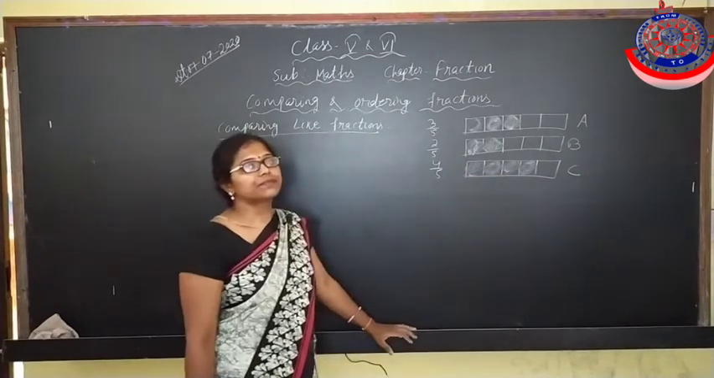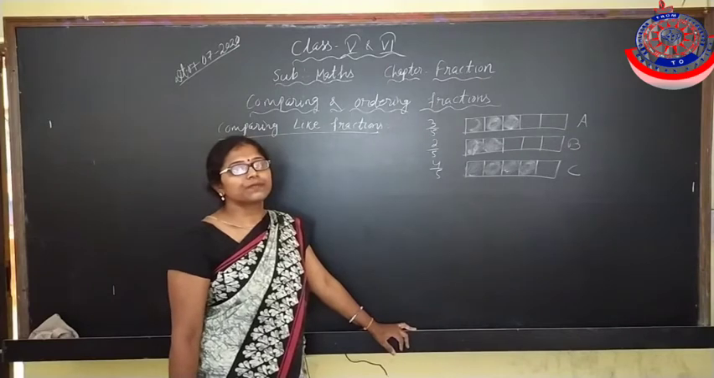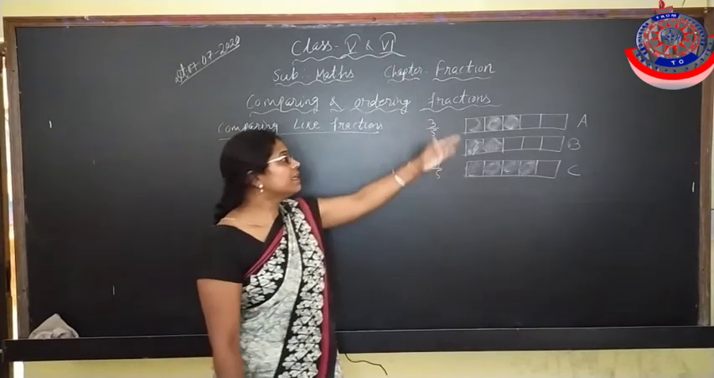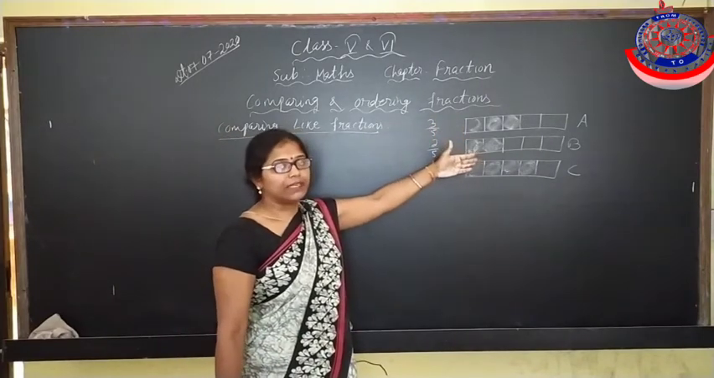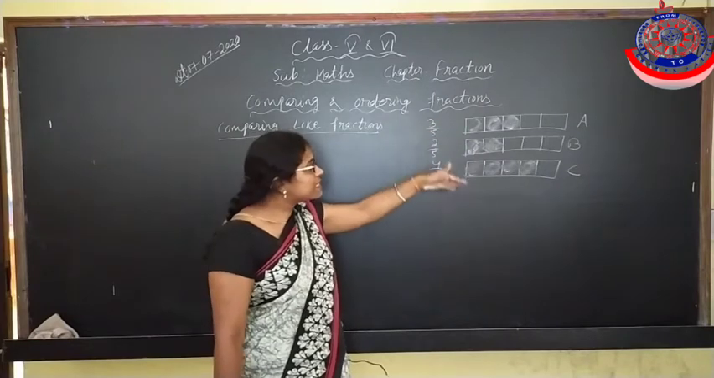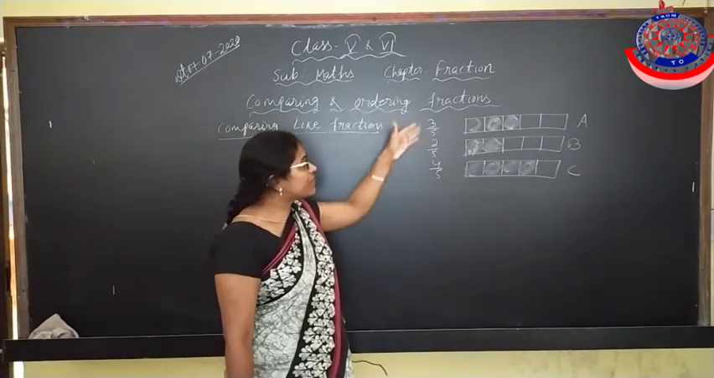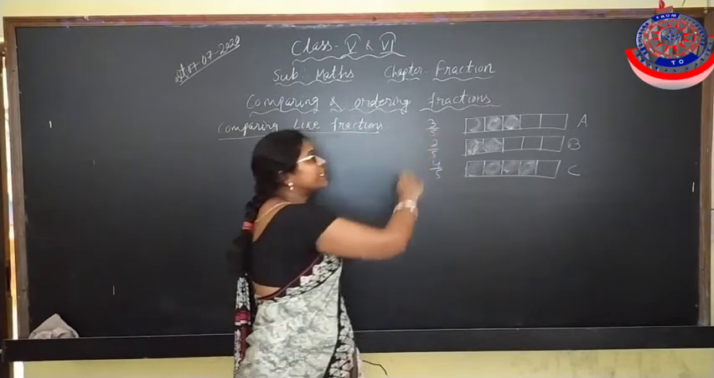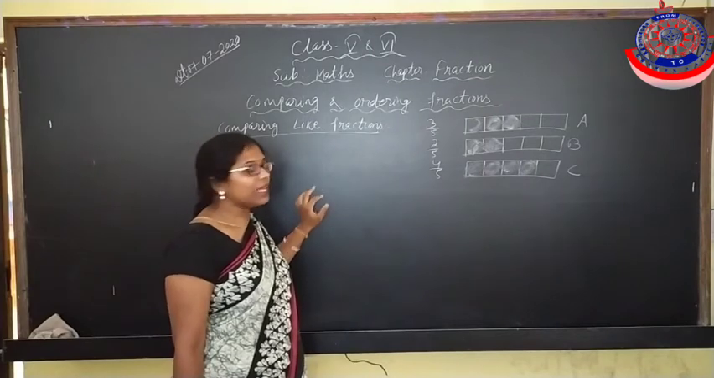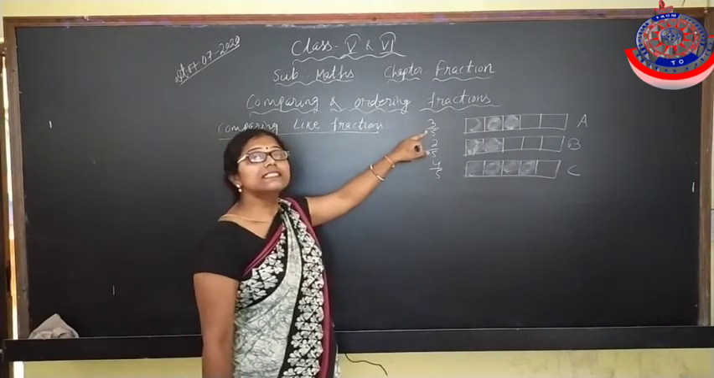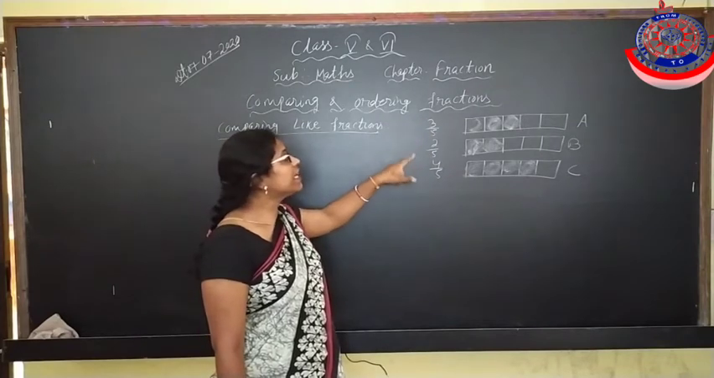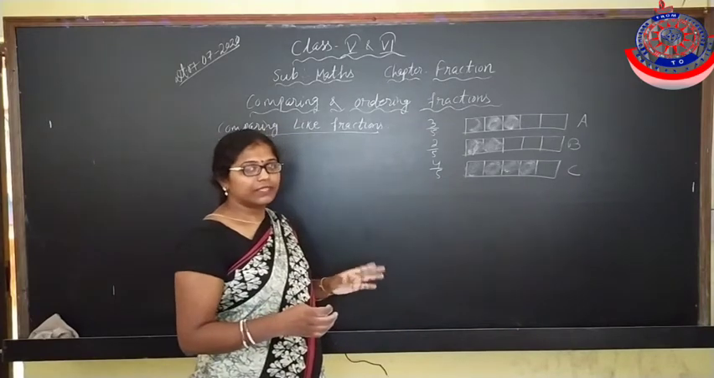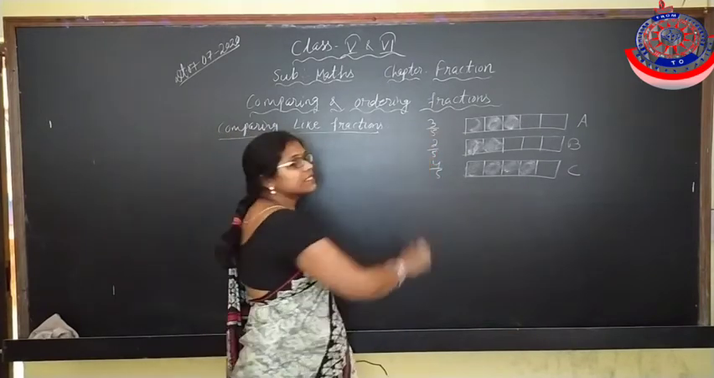Then after C, who has colored more among A and B? Yes, then A, then B. Clear? From this example, how can you know which fraction is larger, which is smaller? If their denominator is the same, the numerator having the larger value is greater than the other. Clear beta? Here see, all the 3 have the same denominator.